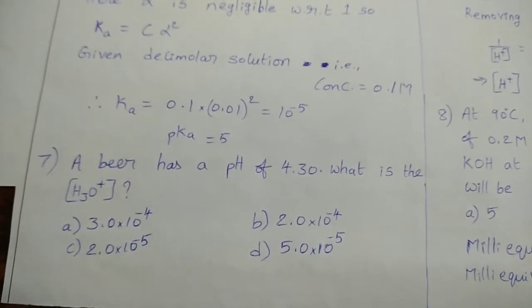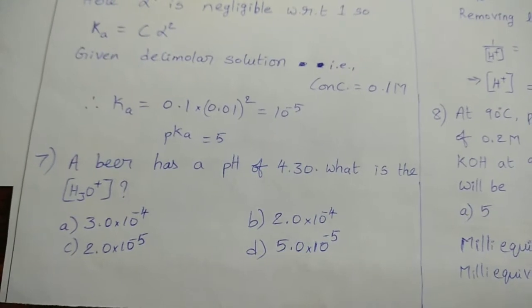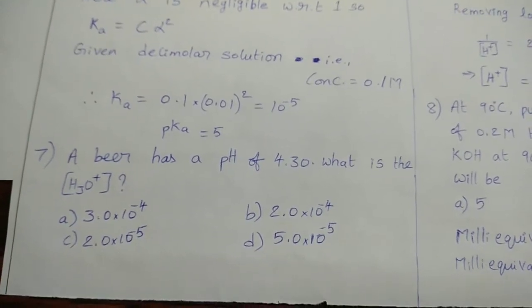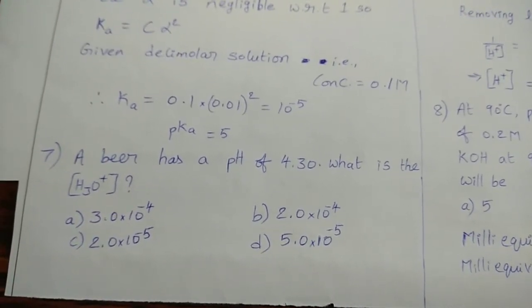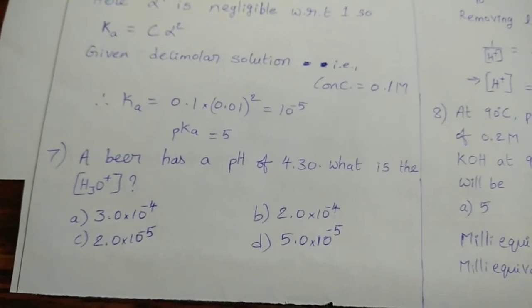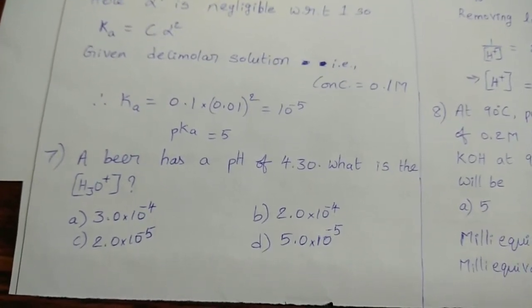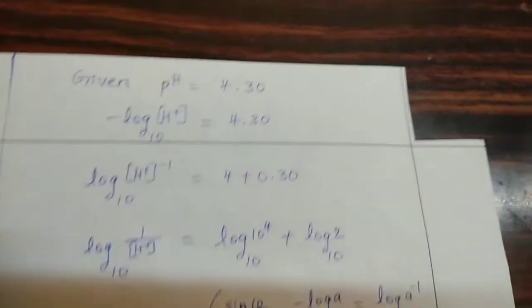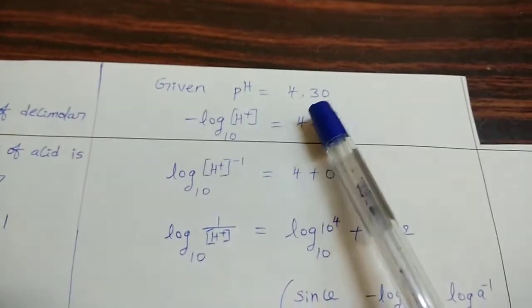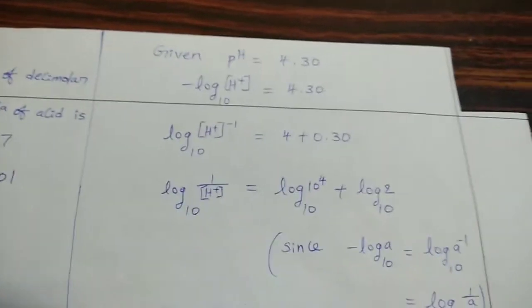See the next numerical. A beer has a pH of 4.30. What is the H3O plus ion concentration? So pH value is given in decimals. From that we should calculate H3O plus. See the procedure. Given pH equal to 4.30. For that take the formula.